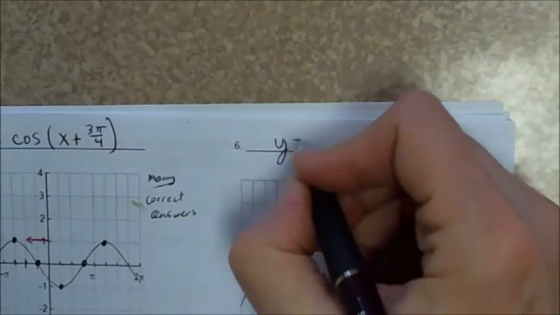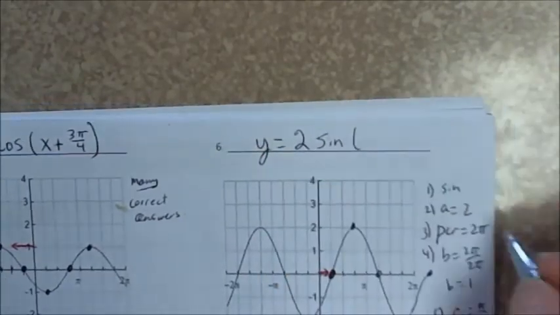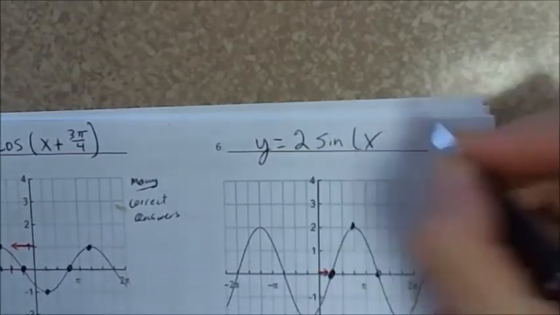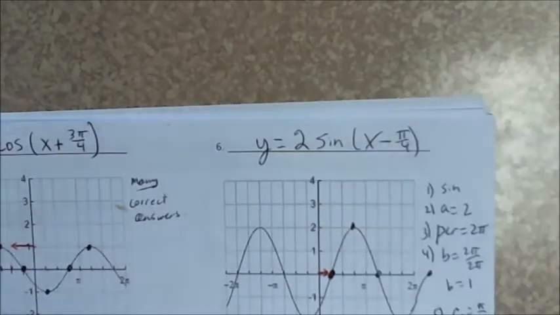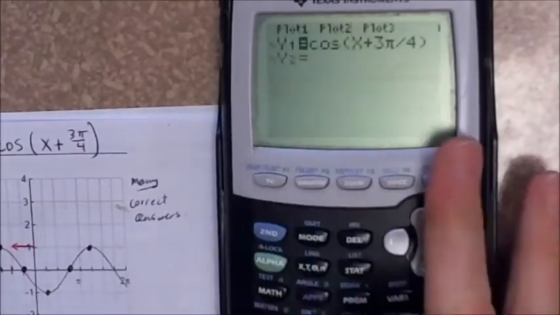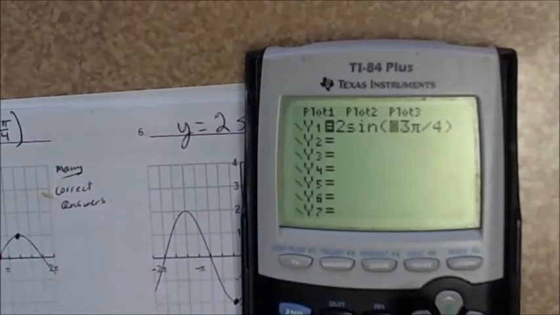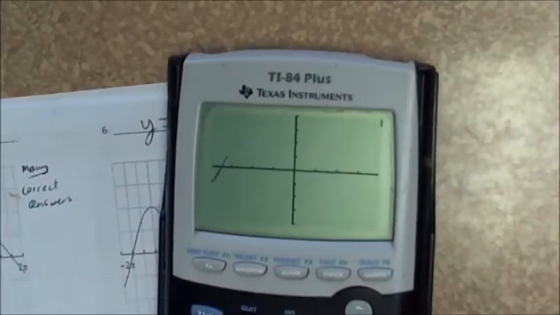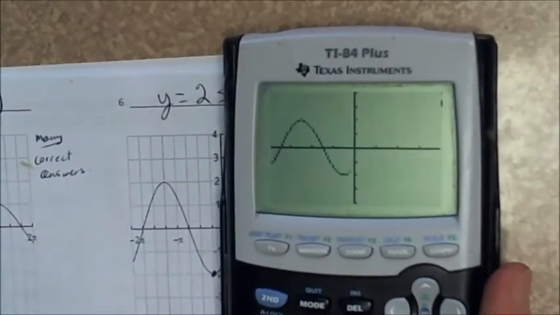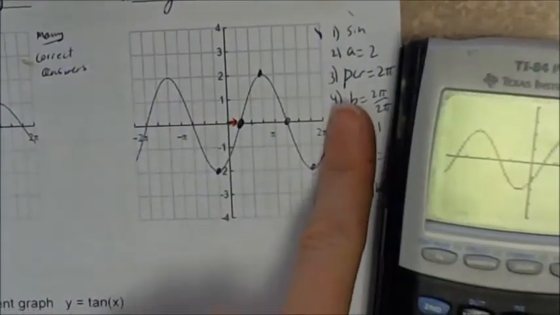So if we want to write our equation, y is equal to, the amplitude is 2. This is a sine curve. The b value is 1, so we don't need anything in front of the x. And right is minus pi over 4. So, 2 sine x minus pi over 4. Should give us our beautiful picture. And that's exactly what we see. Same graph, so we're right.